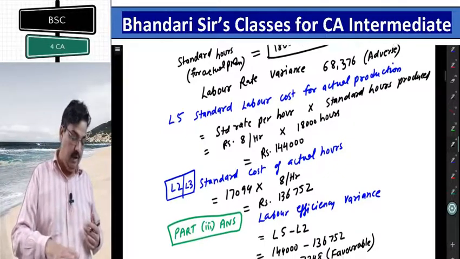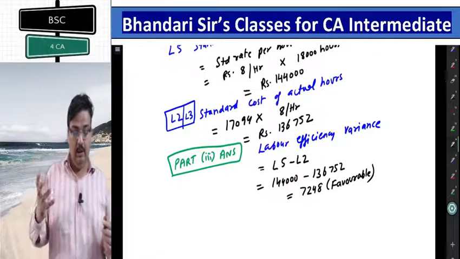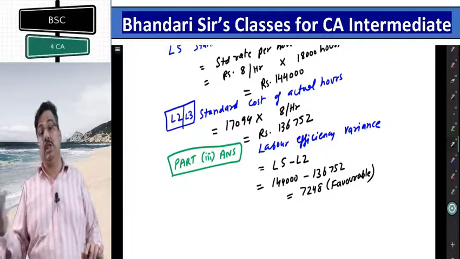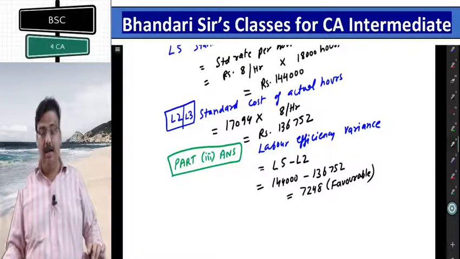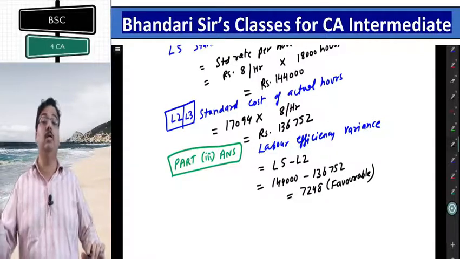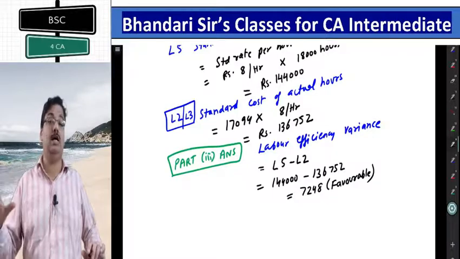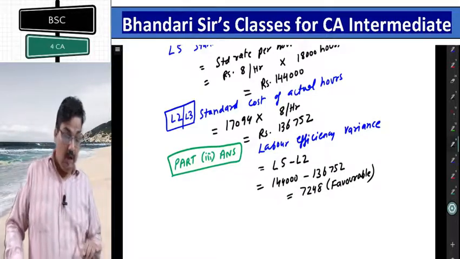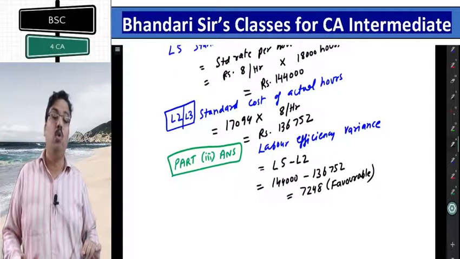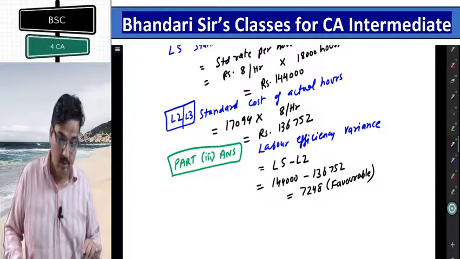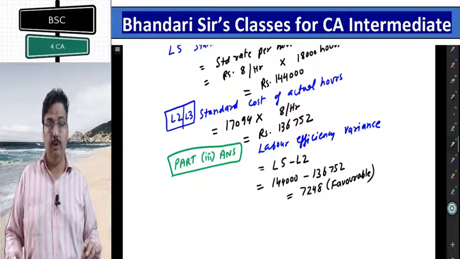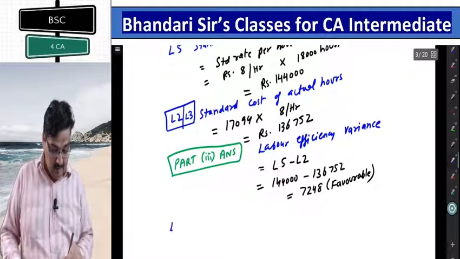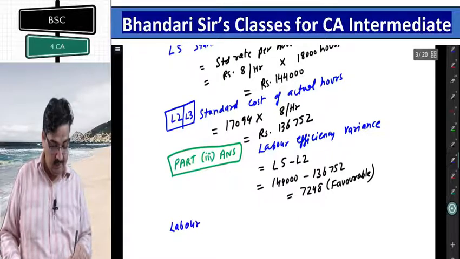So positive variance 7248. Even if you think otherwise, they were expected to work the same units in 18,000 hours and they produced in 17,094 hours. They produced in fewer hours. So it is bound to be a positive variance, which we have computed. Now let us focus on more things here. A little more concepts that you have to follow here. Now I am looking at the given labor rate variance.